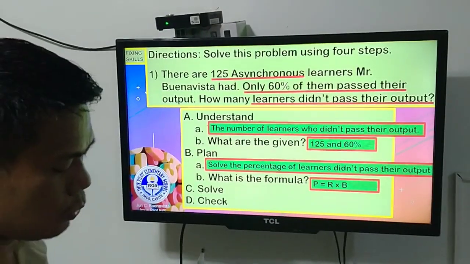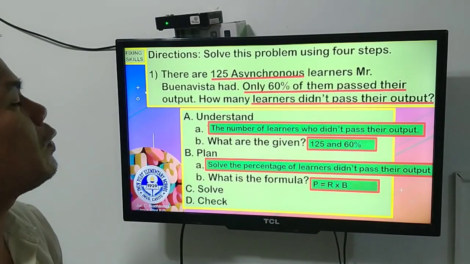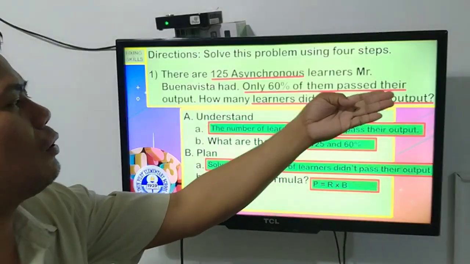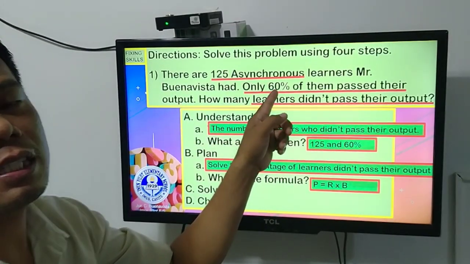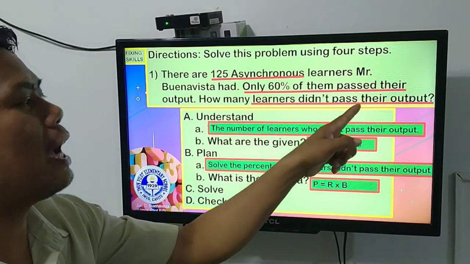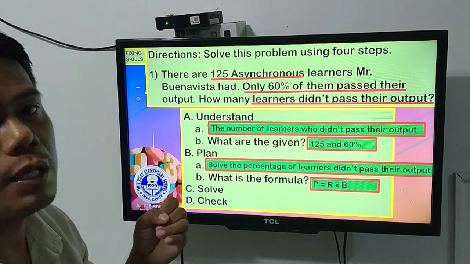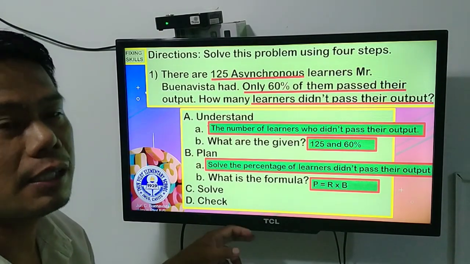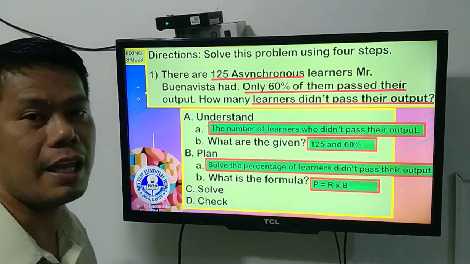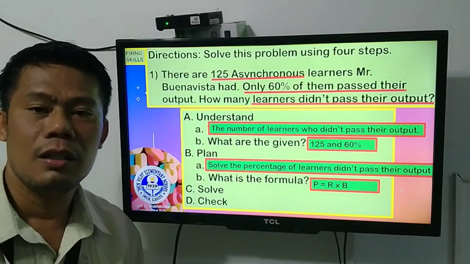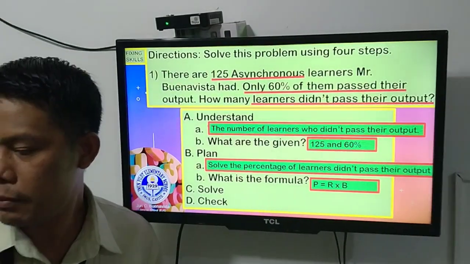Ayan. So, that is how to solve non-routine word problem. So, kung napapansin ninyo, ang given natin dito is percentage ng nagpasa. Pero ang tinatanong ay ang hindi nagpasa. That is why you have two operations to be used in order to get the answer. And that is an example of non-routine word problem. Okay, any question? Clarification. If you have clarification, you can chat me in a messenger.